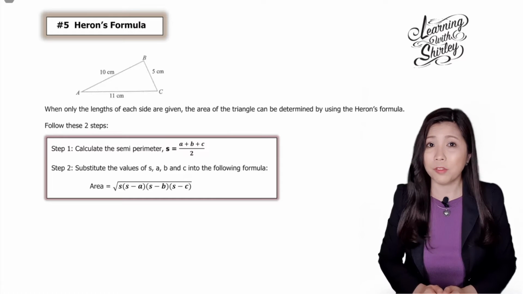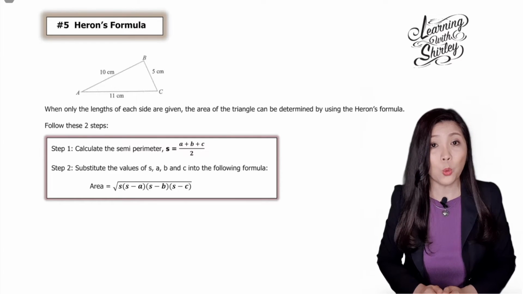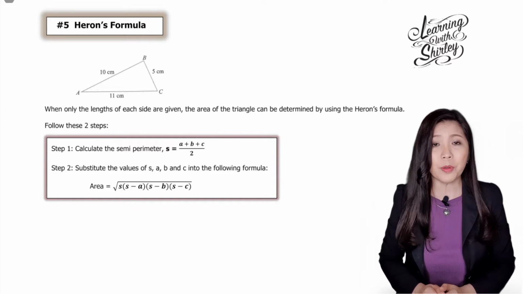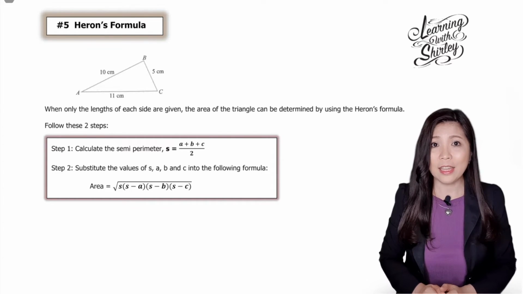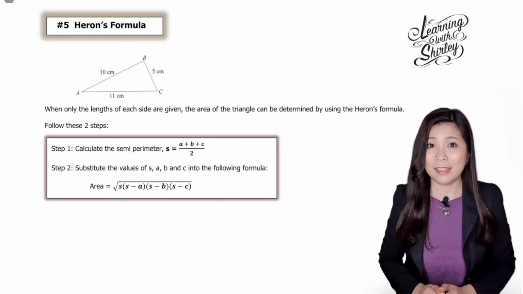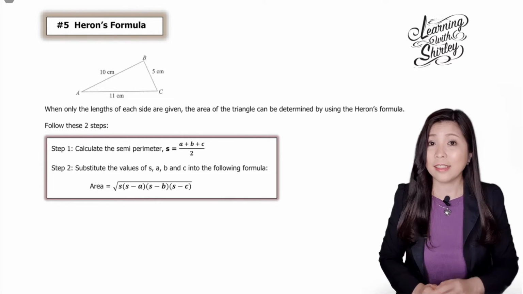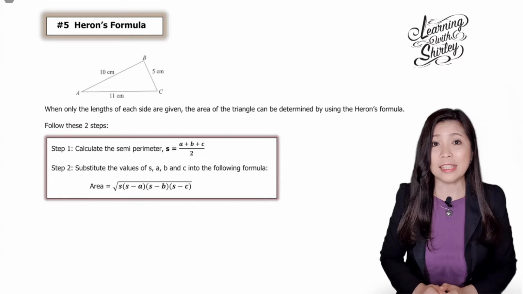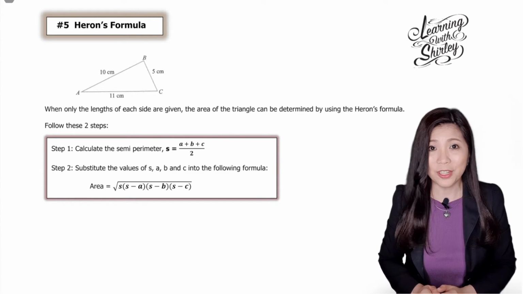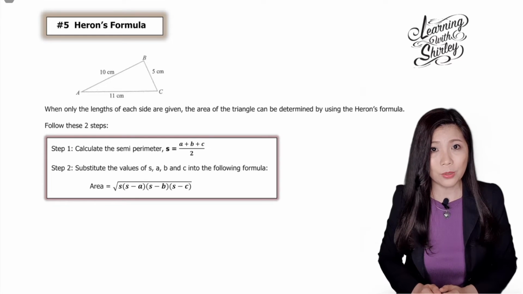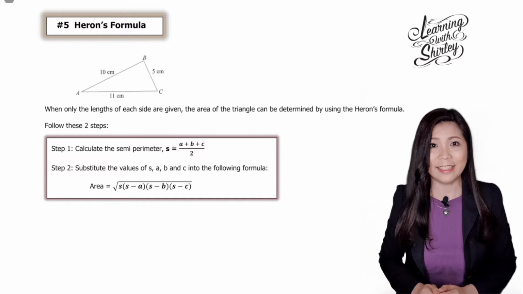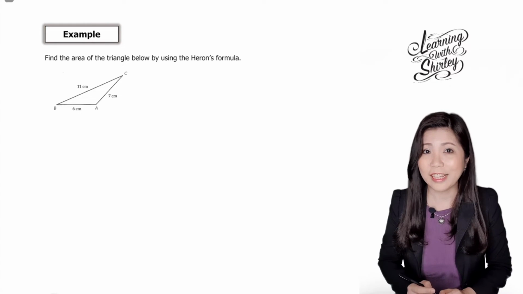To find the area of a triangle when three sides are given, we follow two steps. The first step is to calculate the semi-perimeter, which is s equals a plus b plus c over 2. Step 2 is to substitute the values of s, a, b and c into the following formula: area equals square root of s(s minus a)(s minus b)(s minus c).